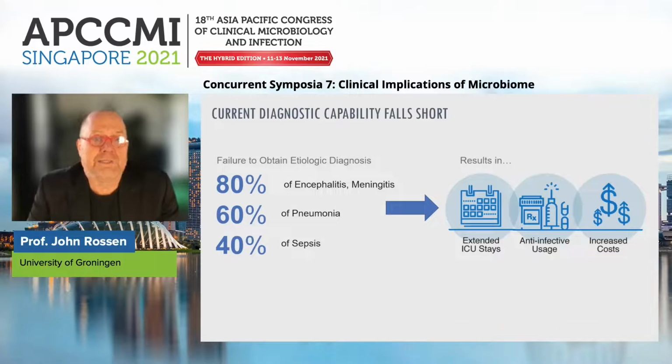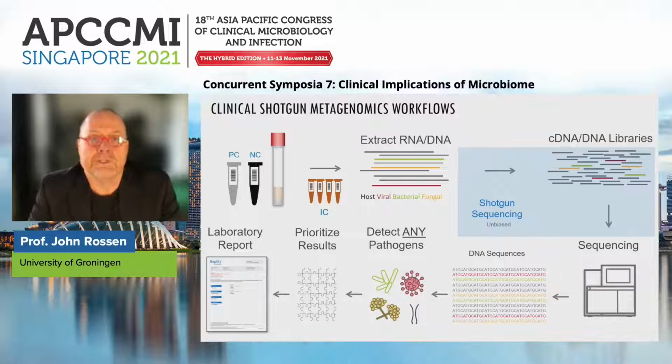So why do we need such modern technologies? And are we actually really needing them? Well, if you look at the current diagnostic capability, then it's obvious that we still fall short here. And in many cases, we do not come to a diagnosis, or we fail to obtain the etiologic diagnosis. In 80% of encephalitis and meningitis cases, 60% of pneumonia, or 40% of sepsis, we do not know the etiology of the infection. And this results in an extended intensive care unit stay, more anti-infective usage, and also increased costs. So we need something new there.